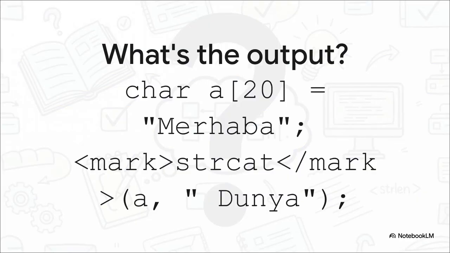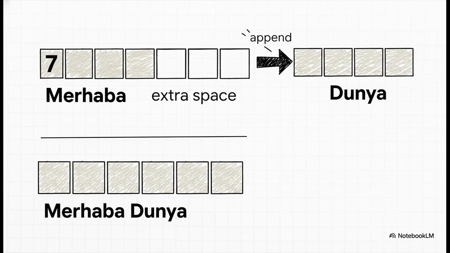Okay, time for a quick pop quiz. Take a look at this code. We've got a character array A that holds Merhaba. Then we use strcat to add Dunya to it. So after that line of code runs, what's going to be inside A? And there you have it, Merhaba Dunya. Perfect. See, strcat literally just tacks the second string onto the end of the first one. But here's a super important detail you can't miss. Notice how the array A was declared with space for 20 characters? That's because you have to make sure there's enough room for the final combined string. If you don't, you're going to have a bad time.